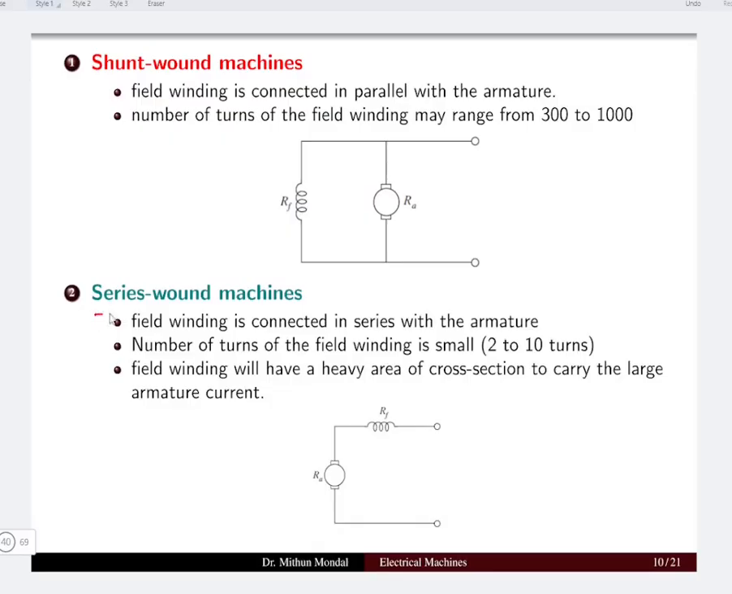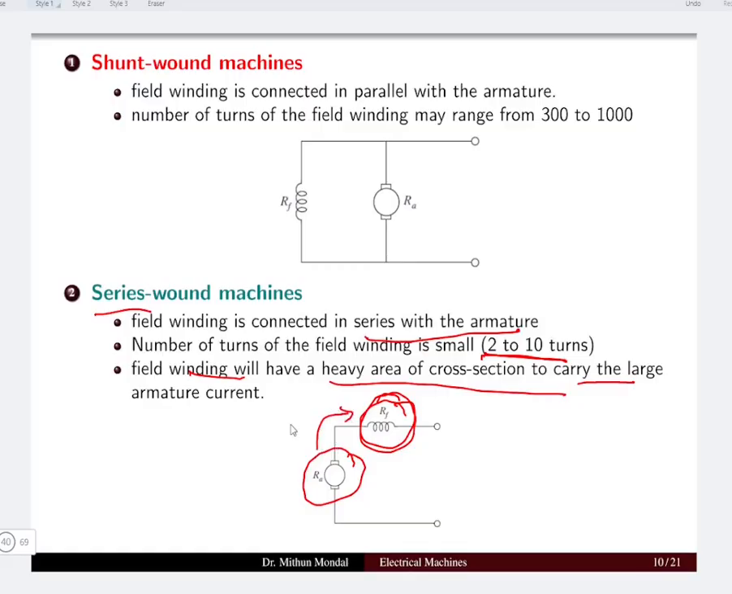If you talk about the series wound machine, the field winding is connected in series with the armature. So it will be connected in series with the armature, and here the number of turns is basically 2 to 10 turns of the field winding. Field windings will have to carry the heavy current, so the cross section must be large to carry the large armature current. Whatever current is generated from the armature, the same current the field winding is carrying.